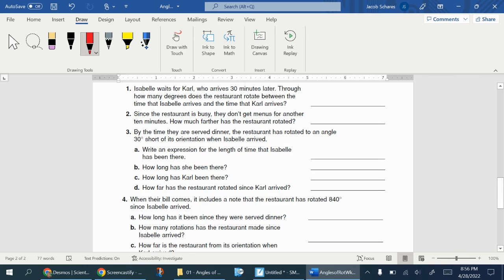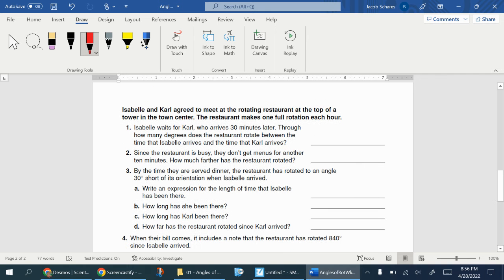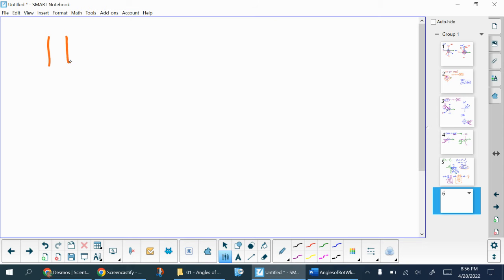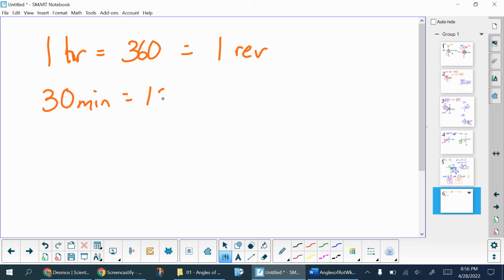So for these, what is really important to figure out is the relationship between degrees and what they're actually talking about here. In this case, the key is we make one full rotation every hour. And so that's how we're going to keep all this in mind. 1 hour equals 360 degrees equals 1 revolution. So when we start seeing things like 30 minutes, well, 30 minutes is just half an hour. So that means we're going to go 180 degrees in 30 minutes.